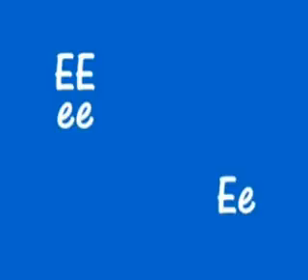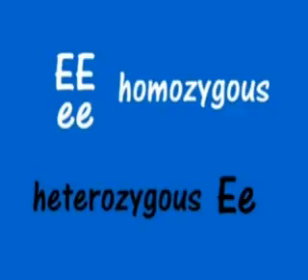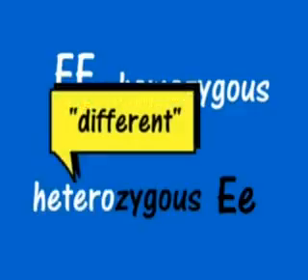By the way, a genotype that contains 2 of the same gene is called homozygous, based on the Greek word for same. Homozygous genotypes have letters that are the same. On the other hand, a genotype with different genes, 1 dominant and 1 recessive, is heterozygous, as that root word, hetero, is Greek for different.